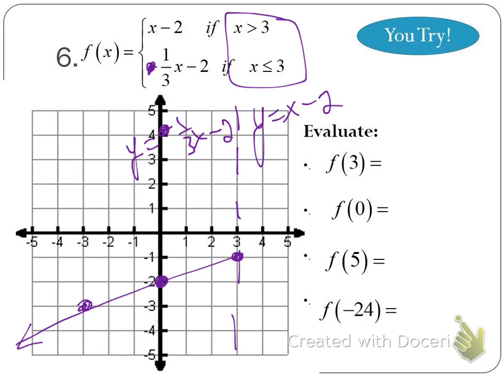We look up at our function and realize that we want this graph when x is equal to 3, because x is less than or equal to 3. So that means we want a closed circle right there.